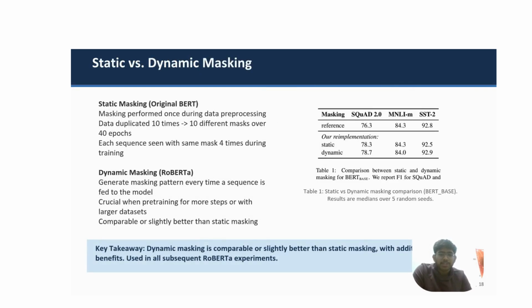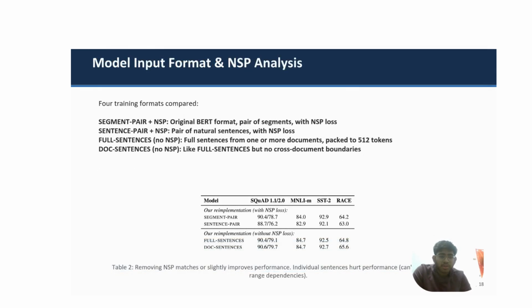Static versus dynamic masking. One major improvement introduced in RoBERTa is dynamic masking. In BERT, masking is static, meaning the same tokens are masked each time the data is used during training. In contrast, RoBERTa uses dynamic masking, where the masking pattern changes every time a sequence is fed into the model. This increases the diversity of training signals and allows the model to learn more robust representations. Dynamic masking also improves efficiency as the model does not need to duplicate data multiple times.